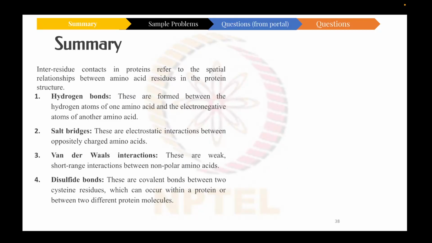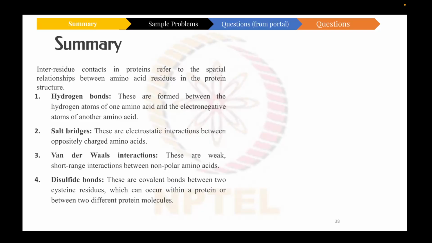So now that we can visualize the structure, but just by visualizing, can we tell the number of hydrogen bonds, or how many hydrogen bonds, or which residues are forming a salt bridge? That is not possible. So we have some tools that provide inter-residue contact information. Before that, inter-residue contacts in protein refer to the spatial relationship between amino acid residues in a protein structure.